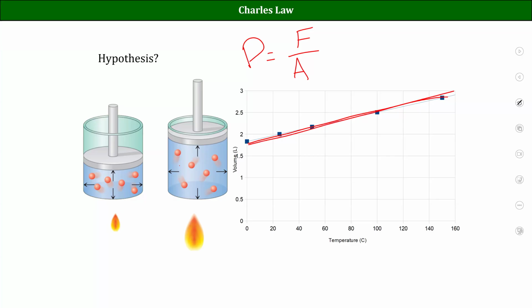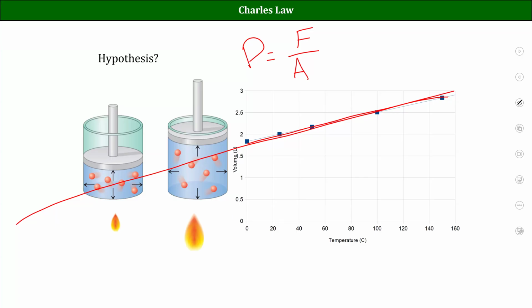If we extend this all the way back until it hits 0, which would probably be somewhere about there, I was trying to keep this to scale, that's when the volume would go to 0. That's when all molecular motion stops. That's where we get our definition for absolute zero.